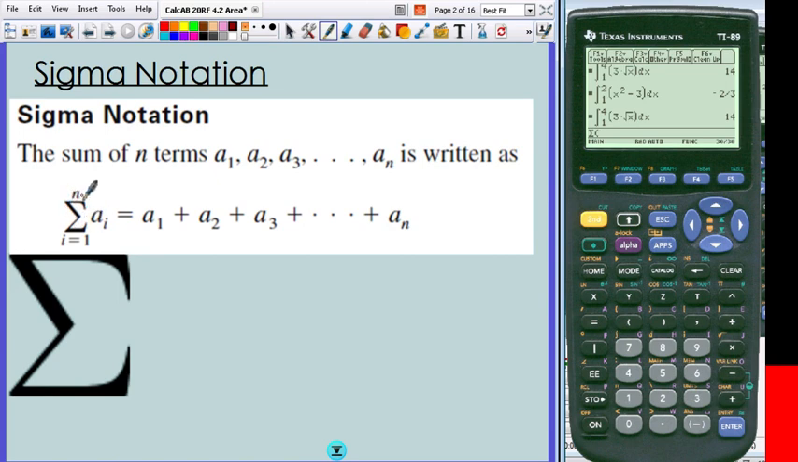And it looks like this. Basically you're going from the lower number, i equals 1 to n, whatever n is, and you have some function here, and then you just keep doing all the terms. Let's do some examples. I think that illustrates it.